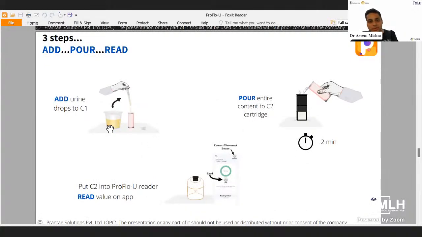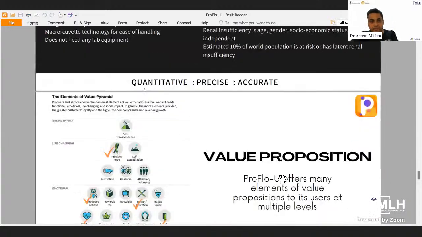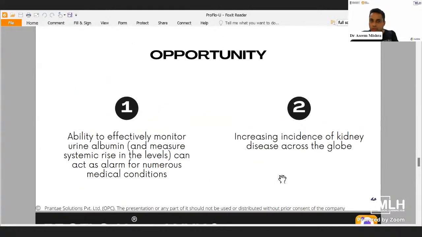Just three steps to taking a reading. You take urine from your urine collection vial, add it to a clarifying agent, add the whole content to the cartridge, wait for 2 minutes for the entire content to go down and the reaction to happen, put it into the device and take a reading on the app. So the opportunity that we see is that by being able to effectively monitor urine albumin and measure systemic rise in the level, it can alarm for numerous medical conditions. And of course, there's an increasing incidence of the disease all across the globe.